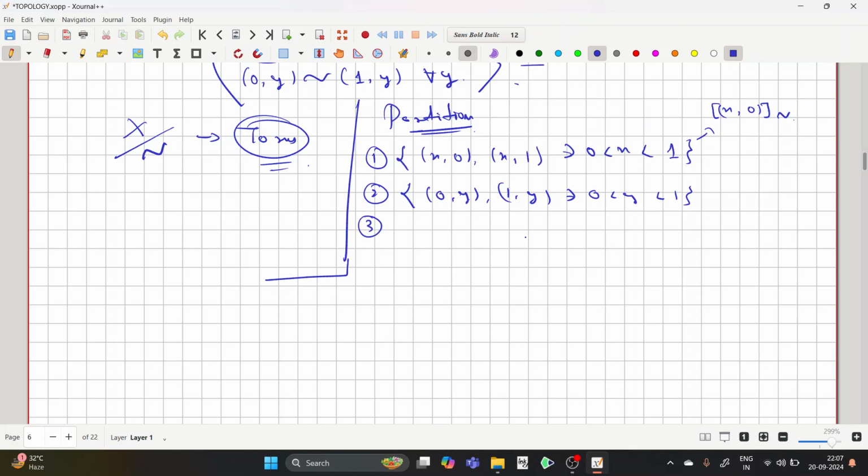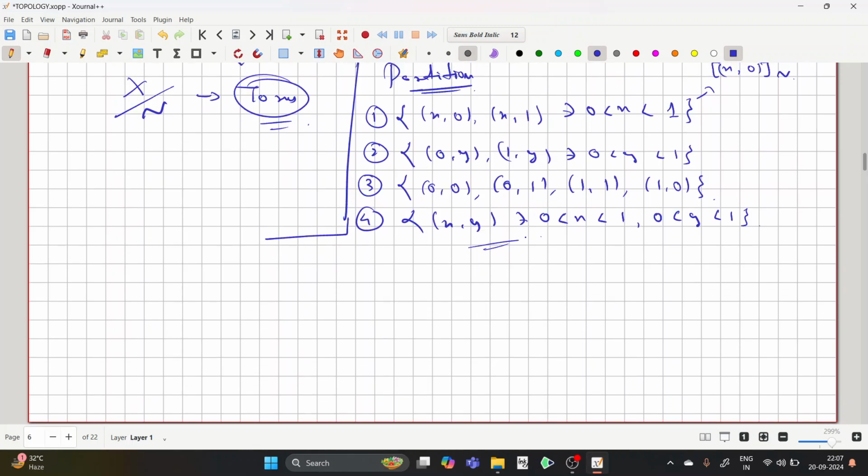Number 3, now we identify the 4 vertices, therefore I have a specific partition which consists of the points 00, 01, 11 and 10, the 4 vertices. And fourthly, I have all other points except these specific points considered in the previous cases. So all the points of the form (x, y), such that 0 is less than x less than 1 and 0 is less than y less than 1. You can easily observe that these are just singleton sets, right? Clear? Okay. So with respect to these identification spaces, we will eventually get to the torus.